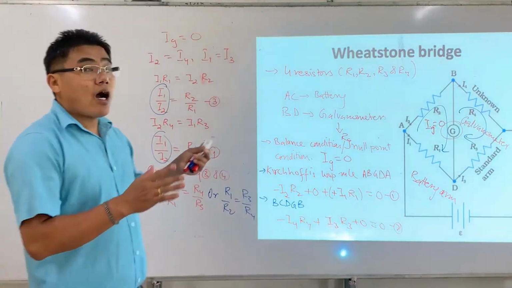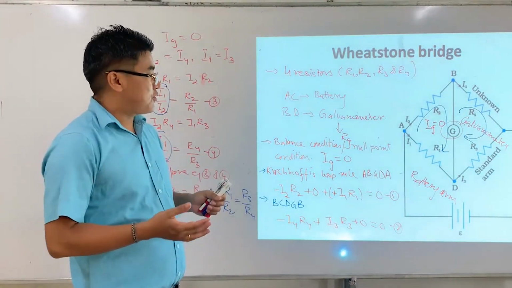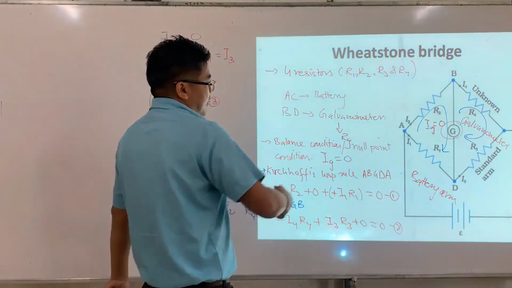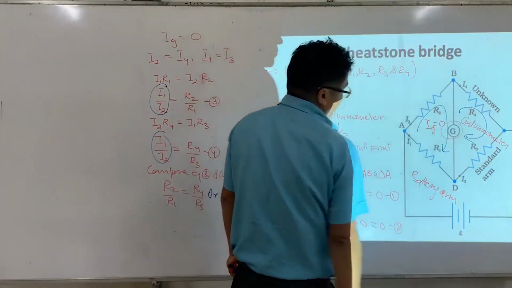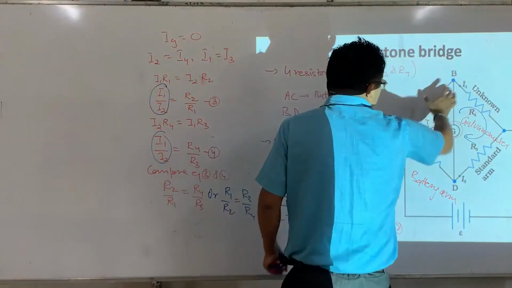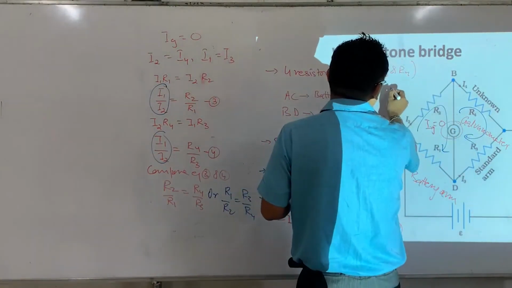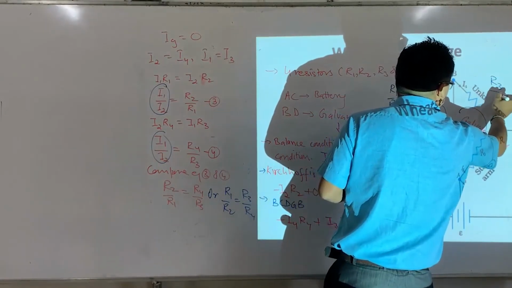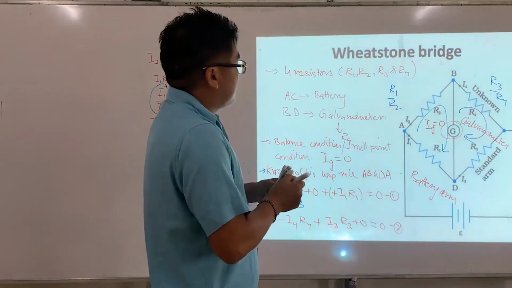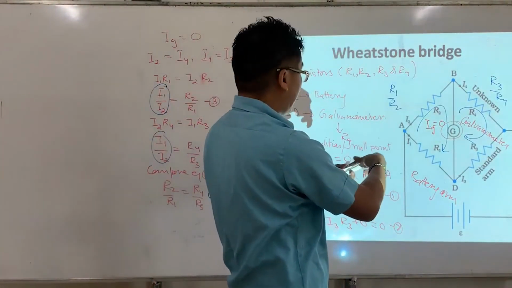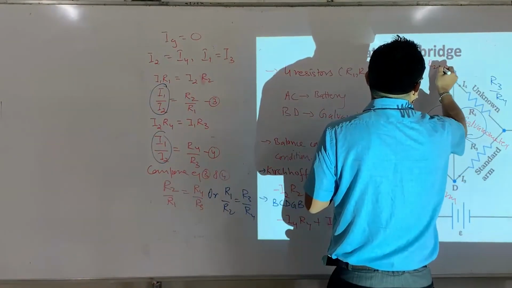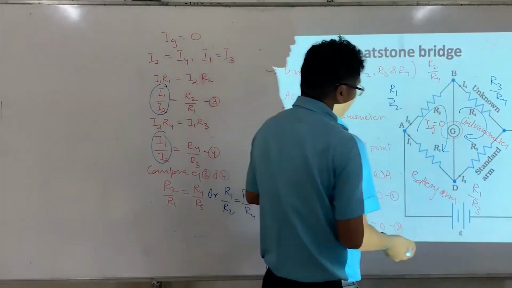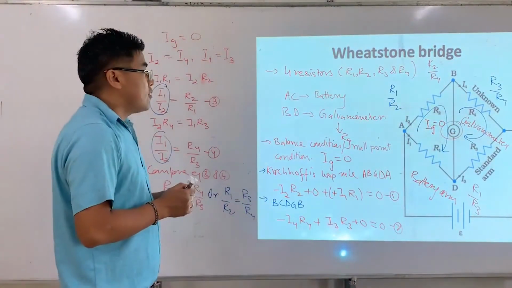So once you get a balance condition, the ratio of this side is equal to the ratio of that side. Look at here, the ratio of these two sides is R1 divided by R2 is equal to R3 divided by R4. Or the ratio of these two sides, I can rewrite this as R2 divided by R4 equal to R1 divided by R3. This is what I have. So these two are equal, right?